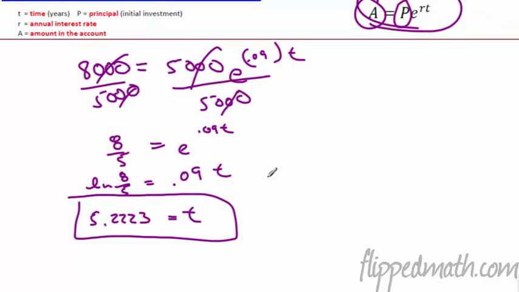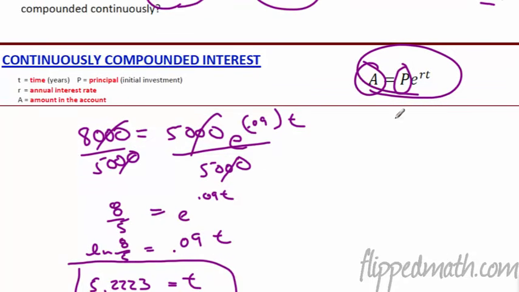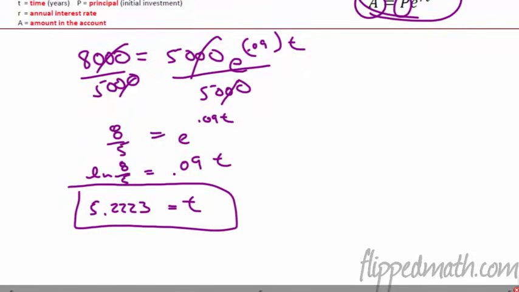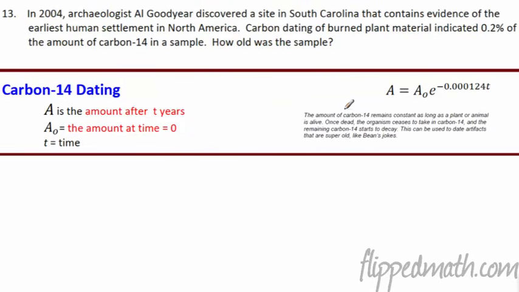Does that make sense? 5 years, you invest $5,000 at 9%, you'll get 8,000. Yeah, that seems reasonable. Okay, the last problem here, we have carbon-14 dating. Let's read the problem first.